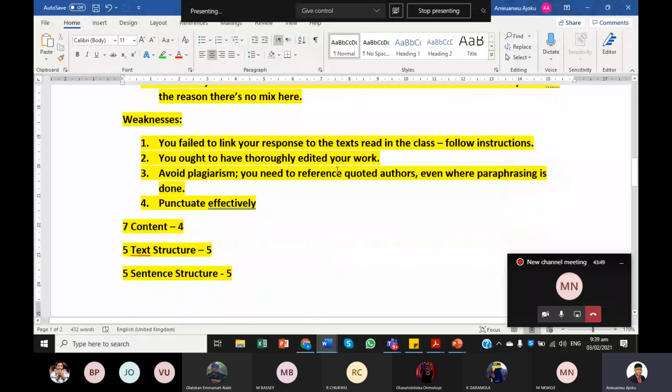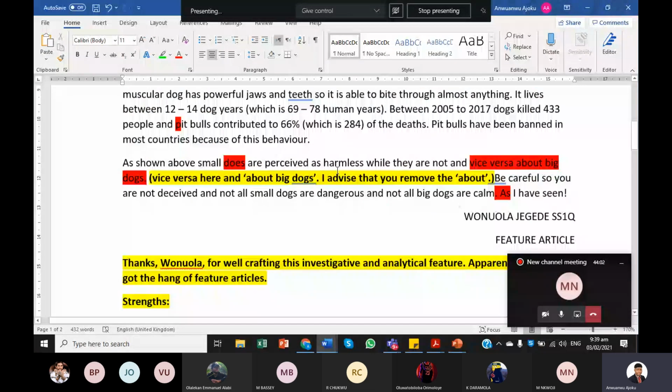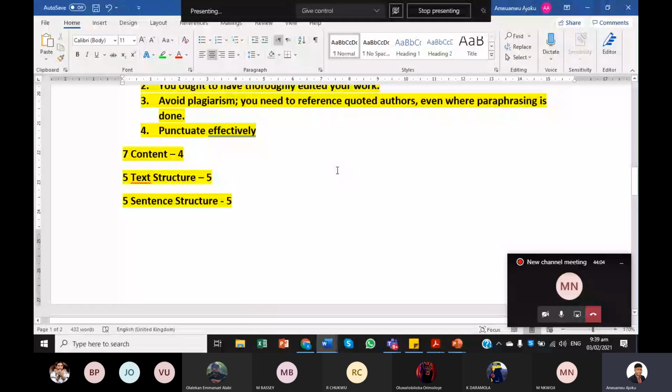Now, the weakness is in this feature. You fail to link your response to the texts read in the class. Please follow instructions. You ought to have thoroughly edited your work. The reason for the letters and words highlighted in red, and then punctuate effectively.